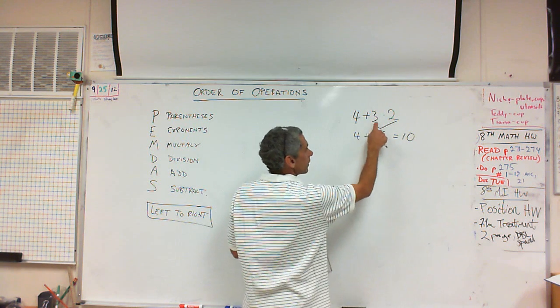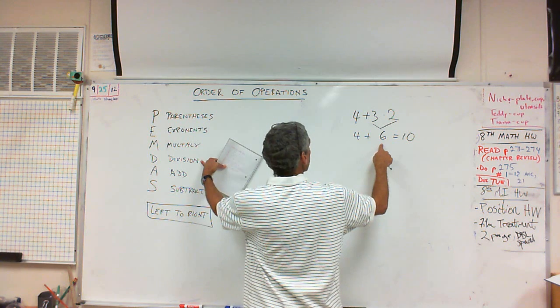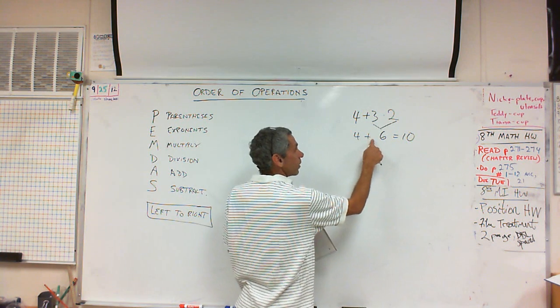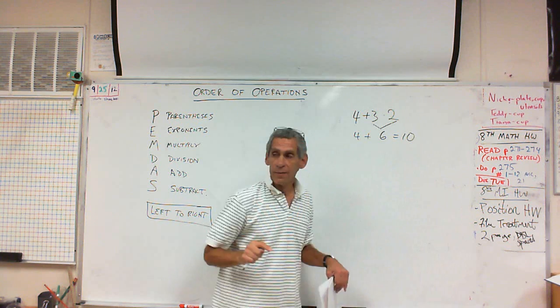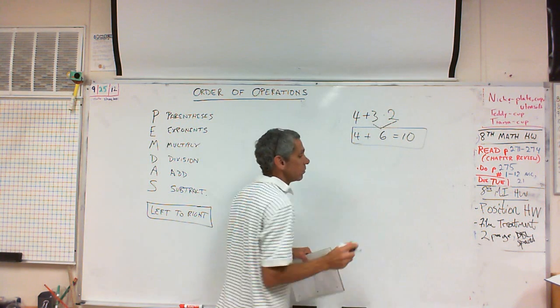3 times 2 is 6. And then it says, are there any divisions? No. Are there any additions? Yes. So now I'm going to add 4 to my 6, and I get my 10. And so that is the correct answer. That is the correct way to do that particular problem.